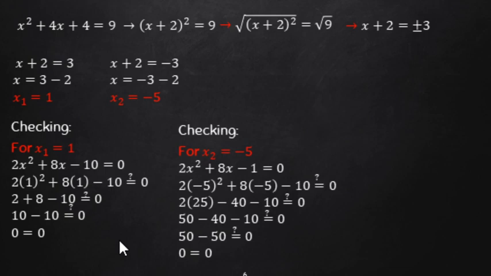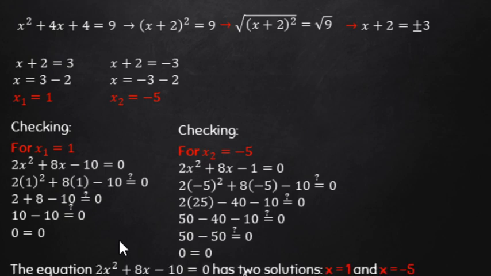Both values of x satisfy the given equation. So the equation 2x squared plus 8x minus 10 is true when x is equal to 1 and negative 5. Let's have now the second example.